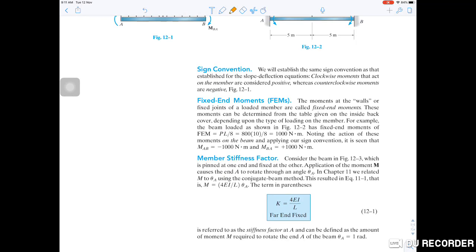For the moment distribution method, students should understand some important terms and concepts. Number one, sign convention. Bear in mind, every time we want to analyze any type of structure, any type of beam and frame using the moment distribution method, we have to set our mind like this. Clockwise moments that act on the member are considered positive. What does it mean? Let's look at this.